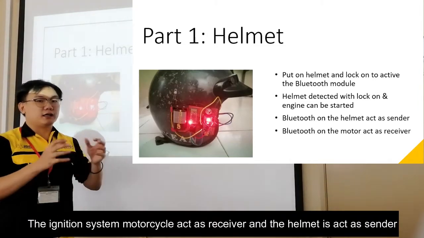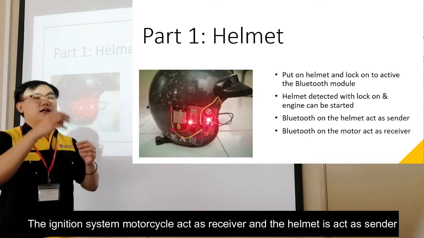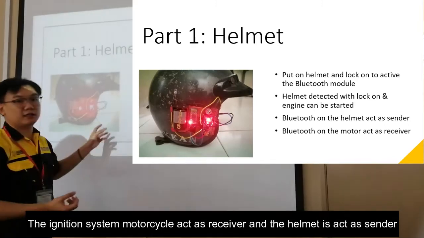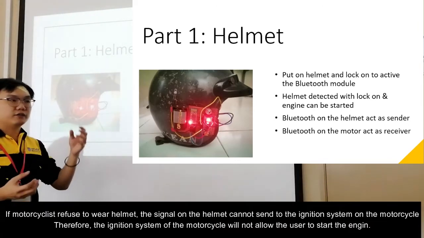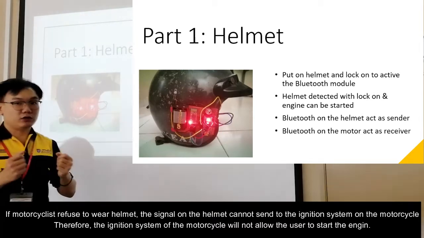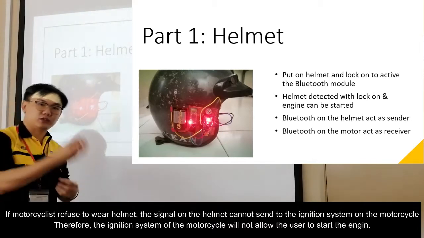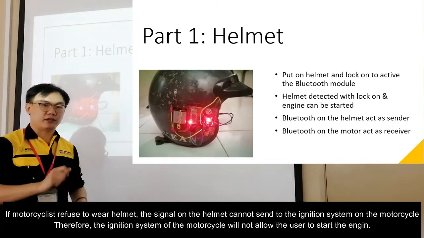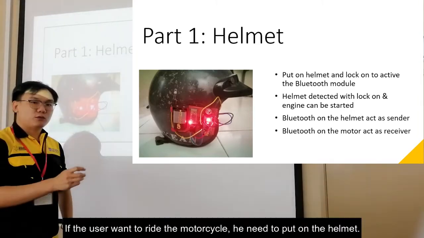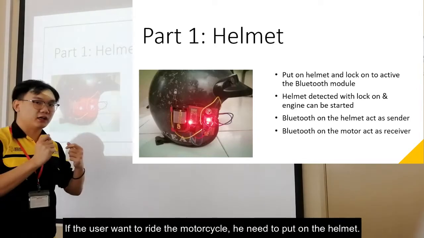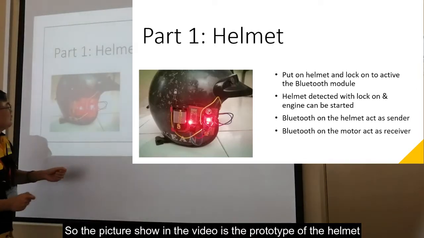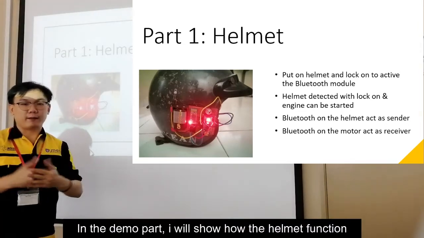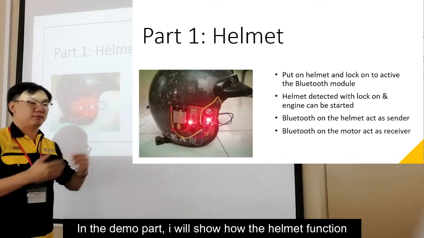So the ignition system of the motorcycle acts as the receiver, and the helmet acts as the sender. If the user does not put on the helmet, the signal cannot be sent to the motorcycle, and if the signal is not received by the motorcycle, it cannot start. So if the user wants to start the motor, he needs to put on the helmet properly. Okay, so the model is like this. After this explanation, I will put in the demo about my model.